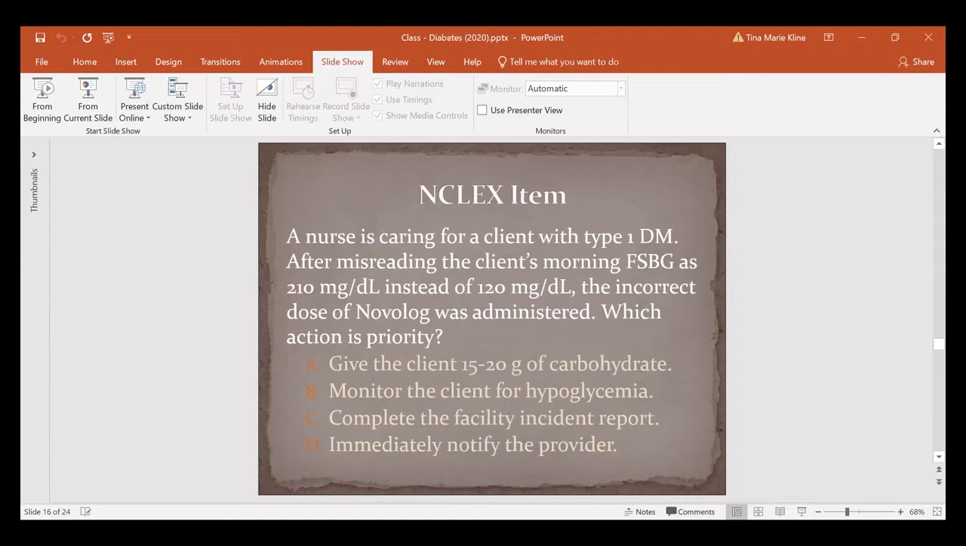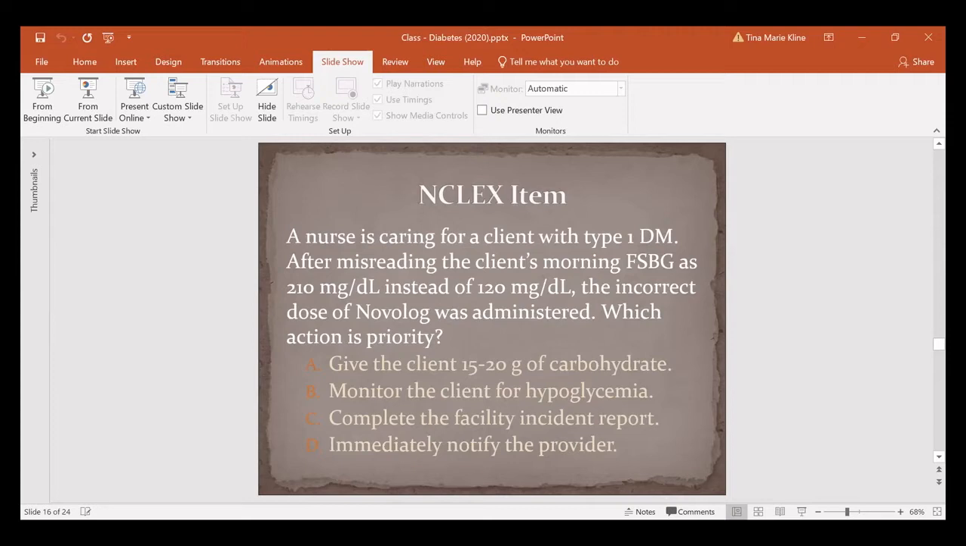All right, so another NCLEX item. Nurses caring for a client with type 1 diabetes. We misread the client's morning blood glucose as 210 instead of 120, and a dose of Novolog was administered incorrectly. So we're looking at what is the priority action by the nurse. Okay, what's the priority action?